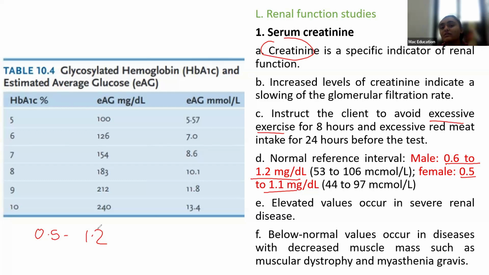And what is myasthenia gravis? Muscles control na rahe. So that is the involuntary lack of muscle control. So that is called as myasthenia gravis. So in these conditions, the creatinine level will be low, below the normal range.